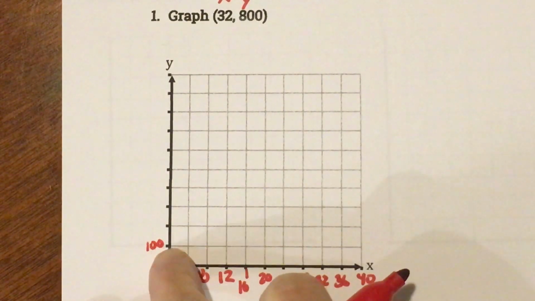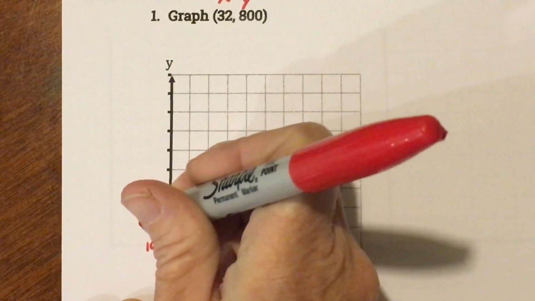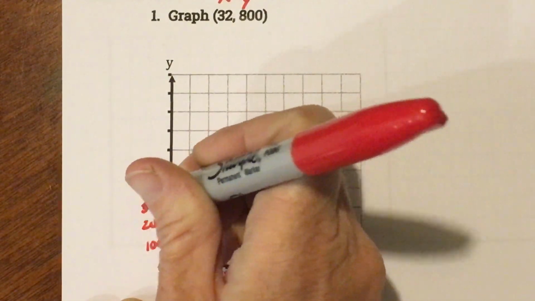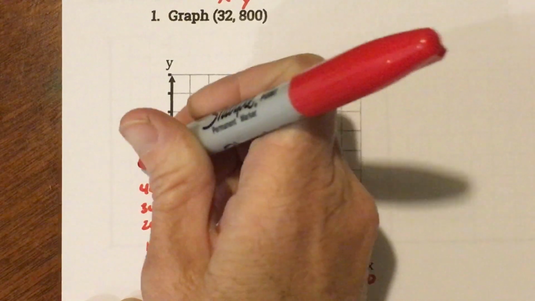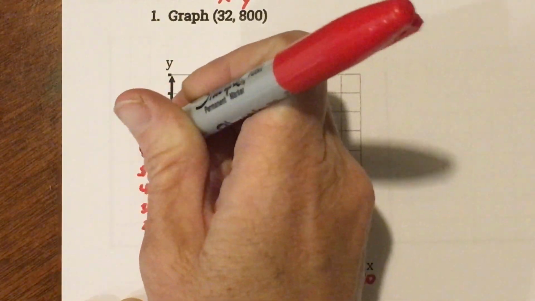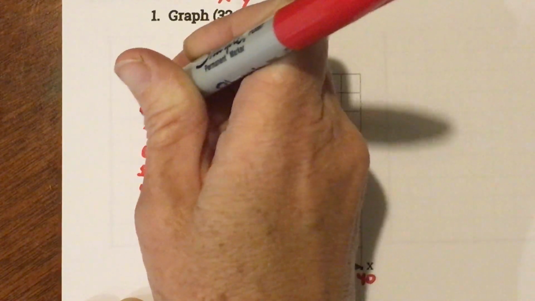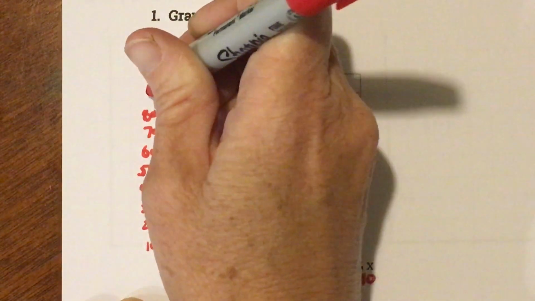And again, I want it to be kind of by the dash, not by the box. So 200, 300, 400, 500, 600, 700, 800, 900, and 1,000.